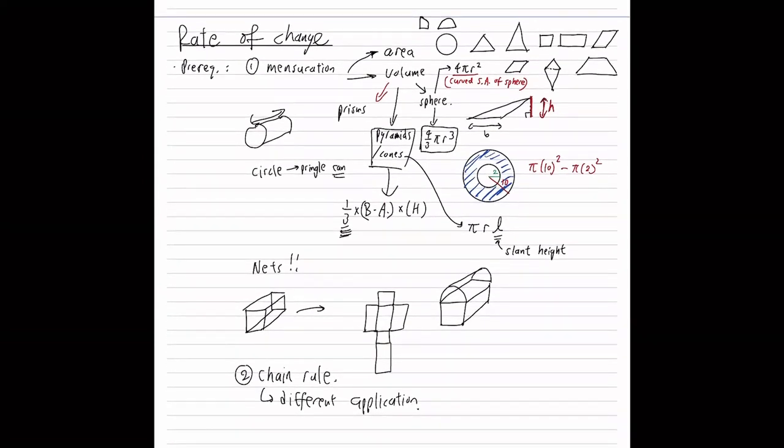Yes. Okay, so last week we were talking about rate of change, right? Then I told you the prerequisite. First one, mensuration. You need to know all the formulas involving area and volume. And in particular, to find surface area, you need to know about nets, right?